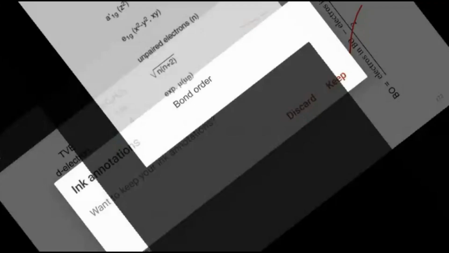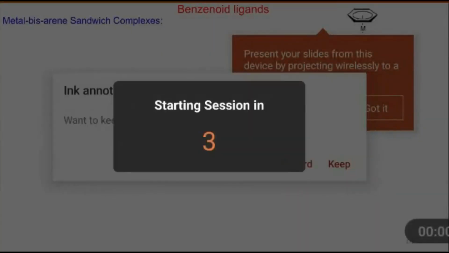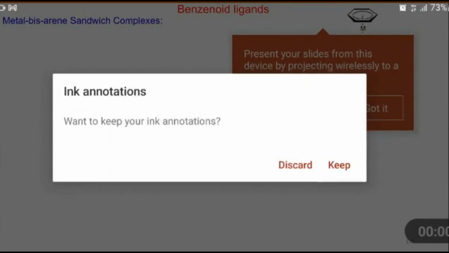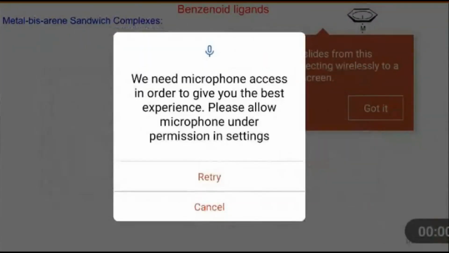I wrongly pressed. Just 1 minute. Discard பண்ணிடலாம். Just 1 minute. Discard, cancel.